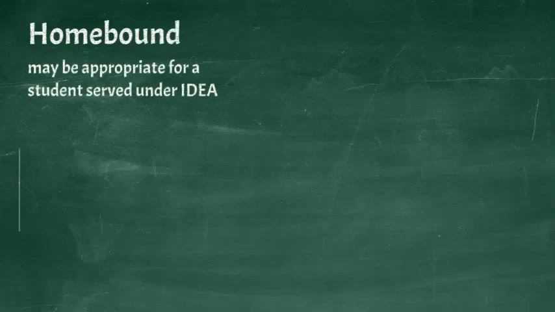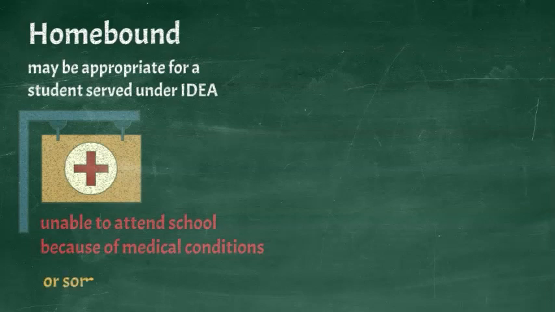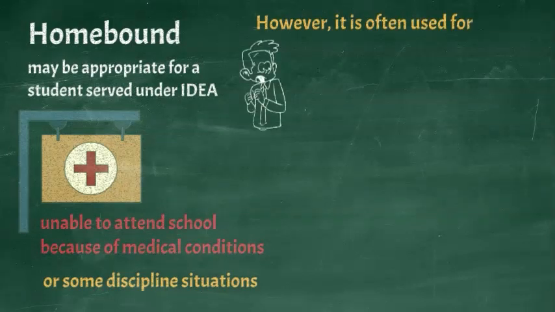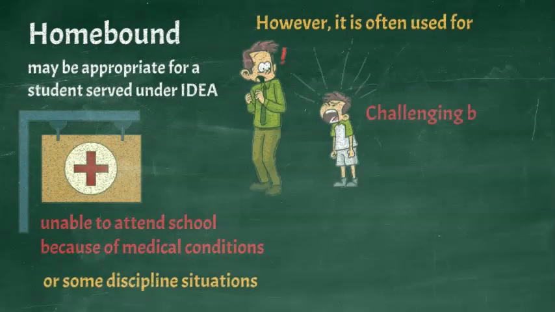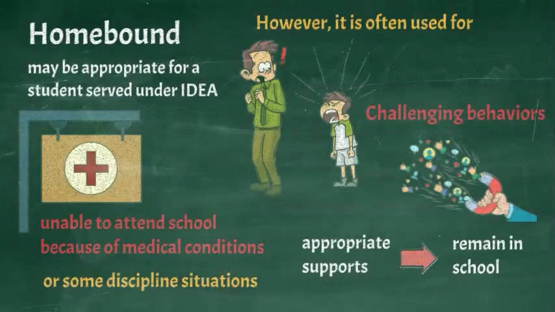Homebound may be appropriate for a student served under the Individuals with Disabilities Education Act, or IDEA, who is unable to attend school due to medical health conditions. There are also some situations where suspended children with IEPs may be placed in a homebound setting. However, it is most often used for students who have challenging behaviors at school. Many of these children would be able to remain in school for a full day if the school provided appropriate behavioral supports and services.